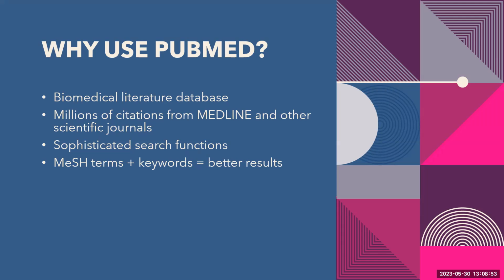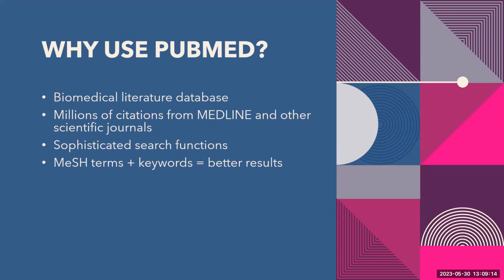As long as you are entering through a library link when you use PubMed, you can always click Find It at UIC to see if we have the full text in our collection. And if we don't have it in our collection, then you can request it through interlibrary loan.